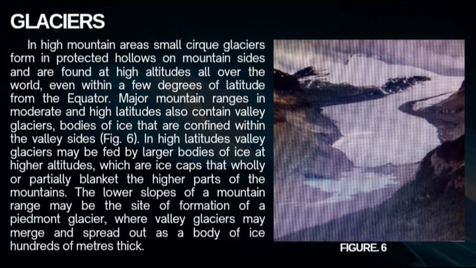The lower slope of the mountain range may be the site of formation of Piedmont glaciers, where valley glaciers may merge and spread out as a body of ice hundreds of meters thick.